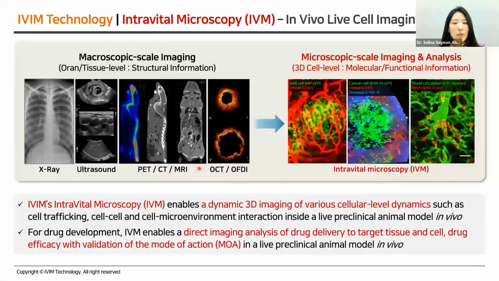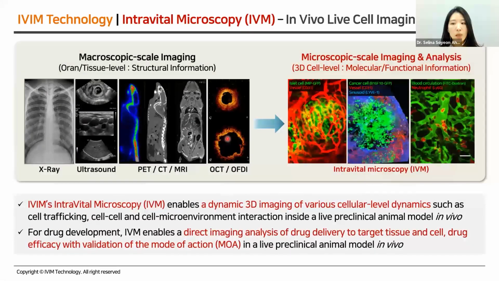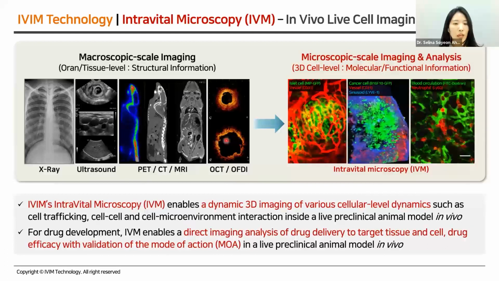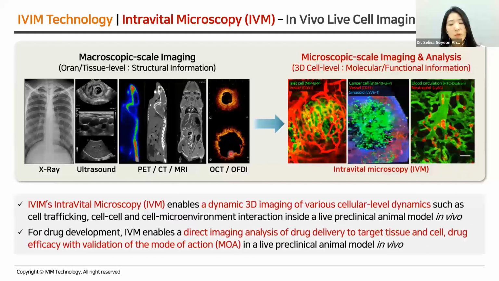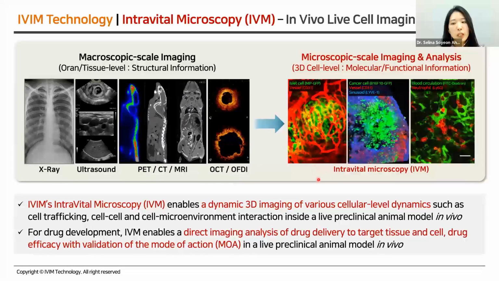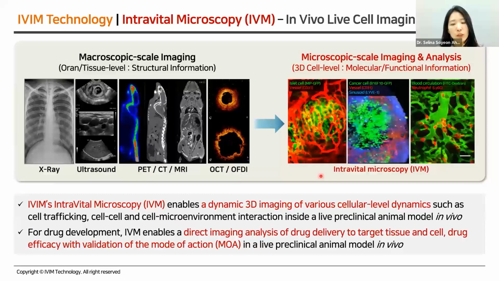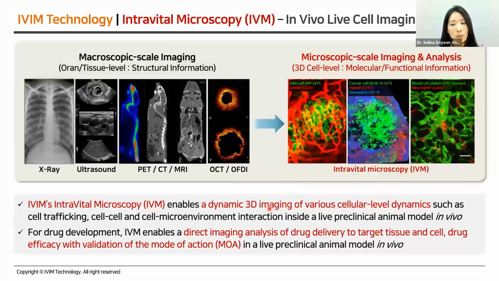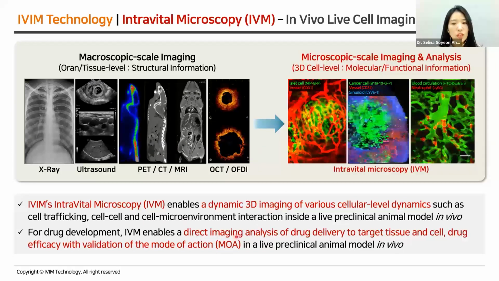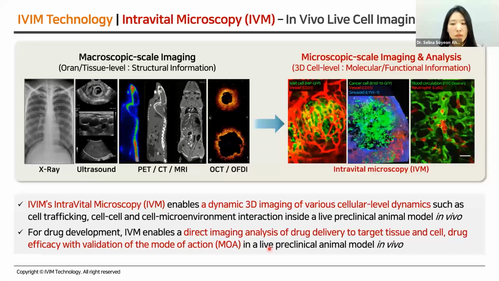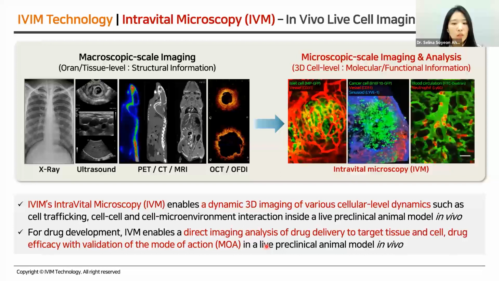So IVIM's intravital microscopy enables 3D cell level microscopic imaging and analysis in vivo. It successfully achieves dynamic in vivo live cell imaging, such as real-time cell trafficking, cell-to-cell interaction, and cell-to-microenvironment interaction inside of the living body. And furthermore, it can be widely applied to the therapeutic research field, investigating drug delivery to the target tissue, drug efficacy, and therapeutic mode of action in various preclinical mouse models of human disease.